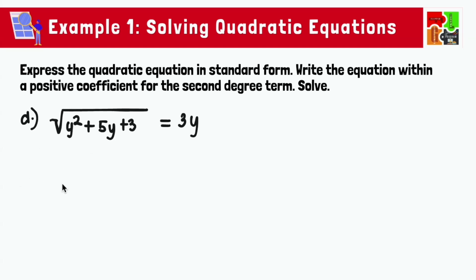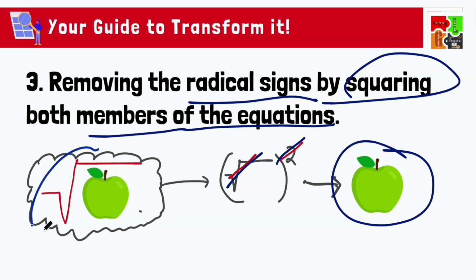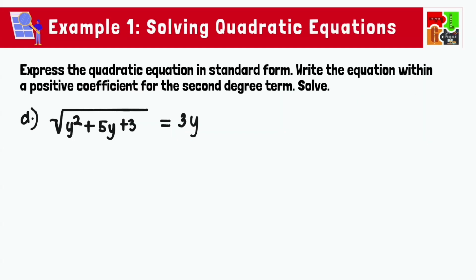So we have this one. Kanina, binigyan ko kayo ng analogy like this one. How do you remove the square root sign? We just square, we just get the square, to make it an apple. So gawin natin siya dito. How do you remove this square root sign?